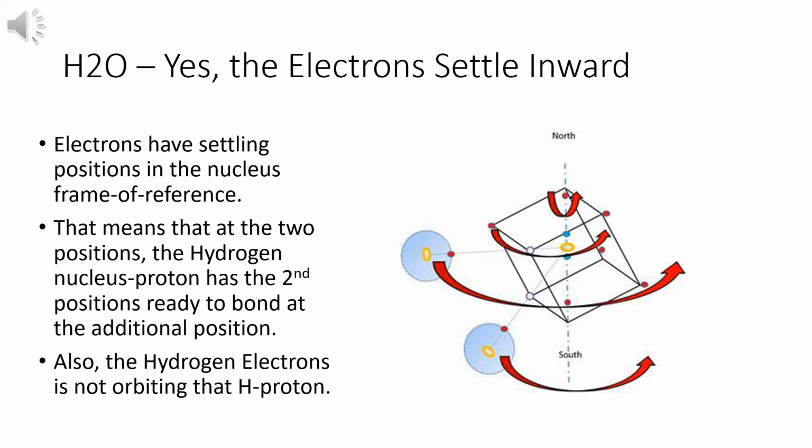For example, in H2O, called water, that means that at the two positions, the hydrogen nucleus proton has the second positions ready to bond at the additional position. With 6 positions with electrons, the H2O can easily stick. In the graphic, the golden ring is the outward hydrogen proton nucleus.